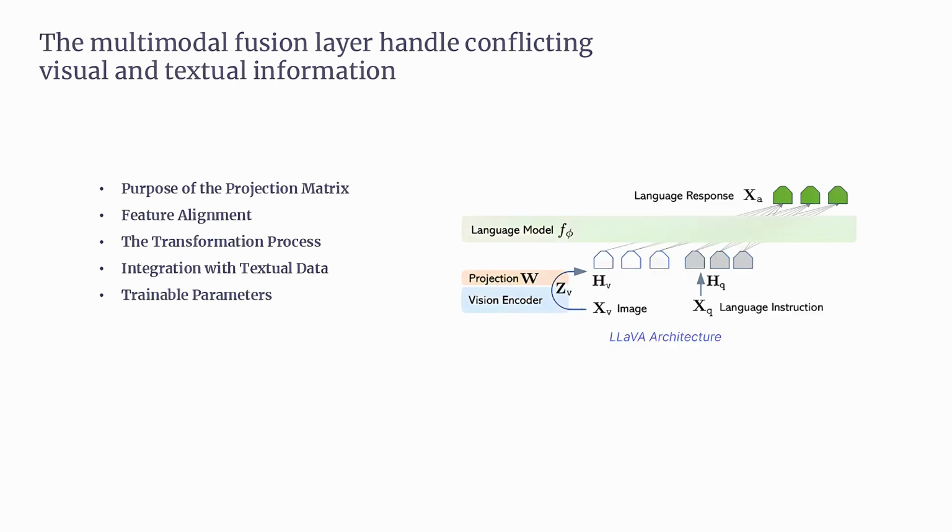In summary, the projection matrix in LLaVA is crucial for transforming the visual features from the image into a format that the language model can process. By aligning the visual space with the textual space, it enables the fusion of both image and text data, allowing the model to perform complex tasks that require understanding both types of input in a unified way. This is what makes LLaVA so powerful for multimodal tasks.